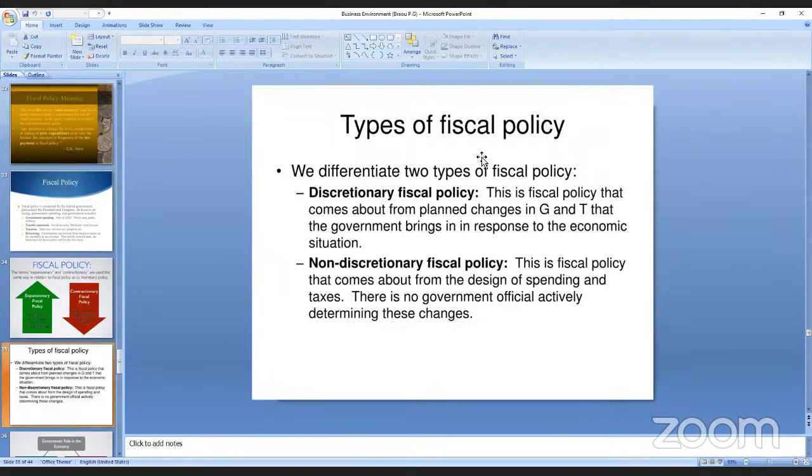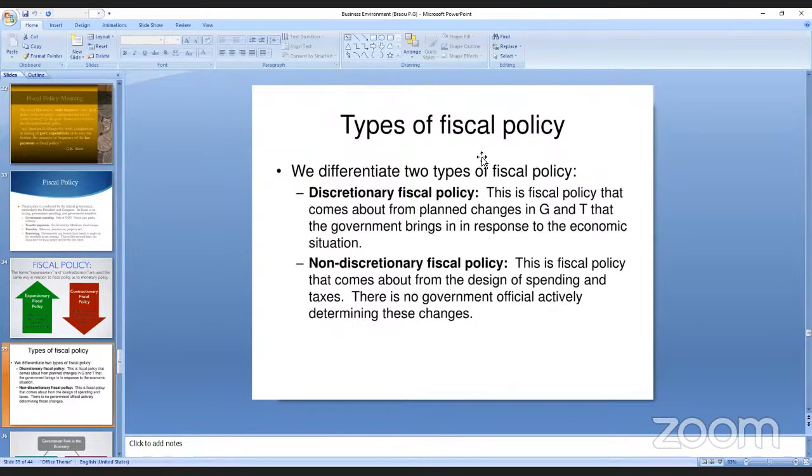One is discretionary, the other one is non-discretionary. Discretionary is a fiscal policy that comes about through planned changes, that is G and T, that the government brings in response to the economic situation. Whatever the responses are to the economic situation, the growth, and whatever the taxes, everything it will be making, it brings in response to the economic situation.